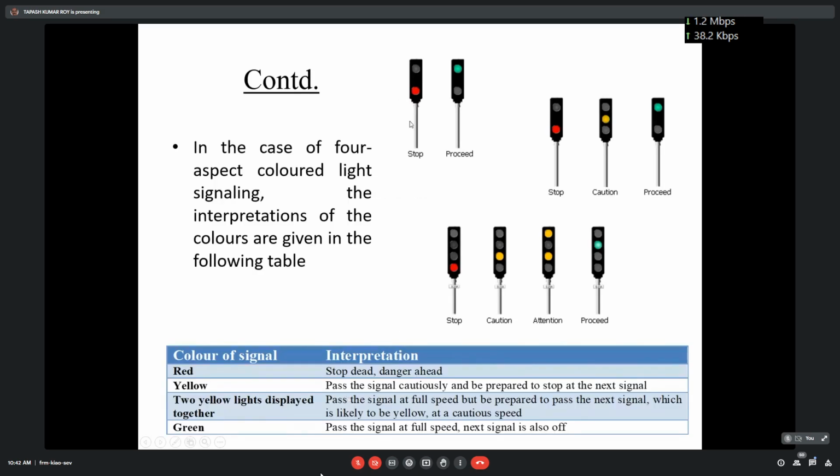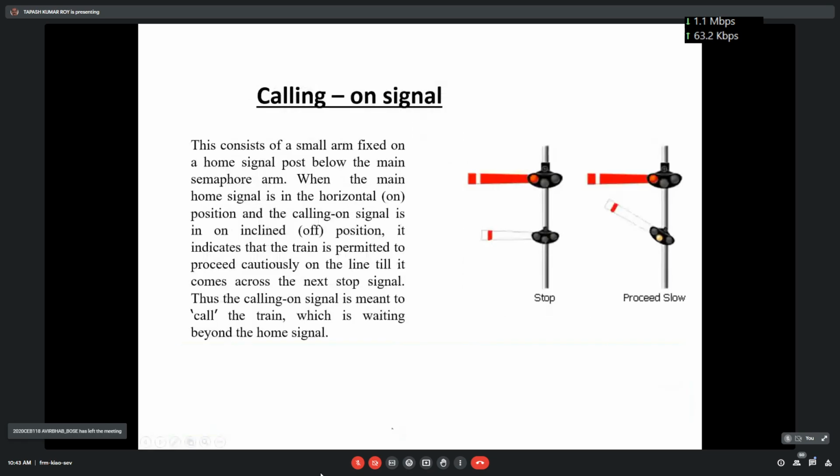So it is the 2 aspect: stop and proceed. 3 aspect: stop, caution, proceed. 4 aspect: stop, caution, attention. When 2 lights are on, it is for driver attention, and proceed. So this has been indicated here, written here. This is the calling on signal.